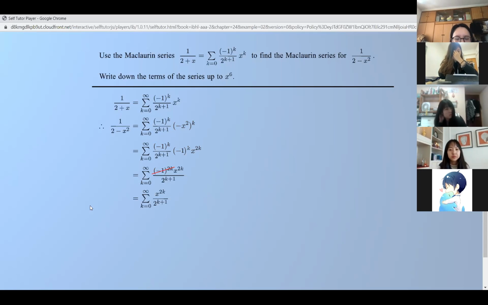We substitute k equals 0, 1, 2, and 3 to generate the first terms of the series until we reach the power x to the 6th. Since the series we are generating is a polynomial, it is in fact the Maclaurin series for 1 over 2 minus x squared.